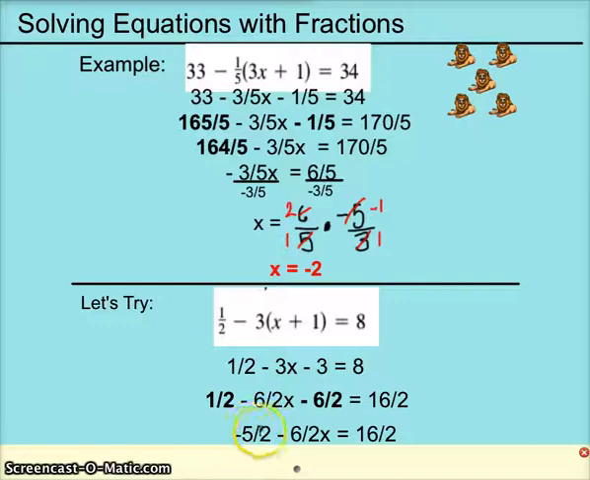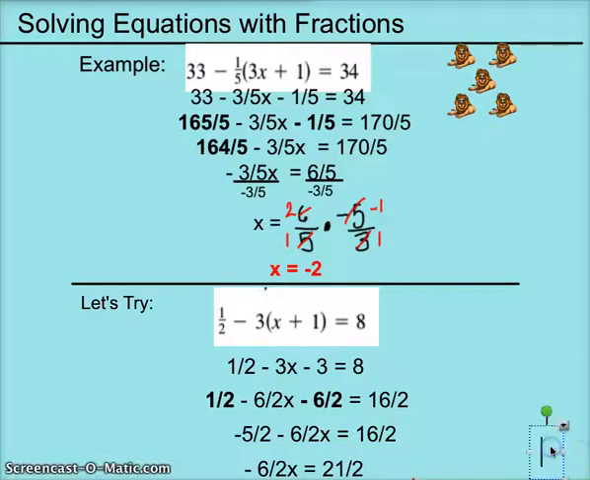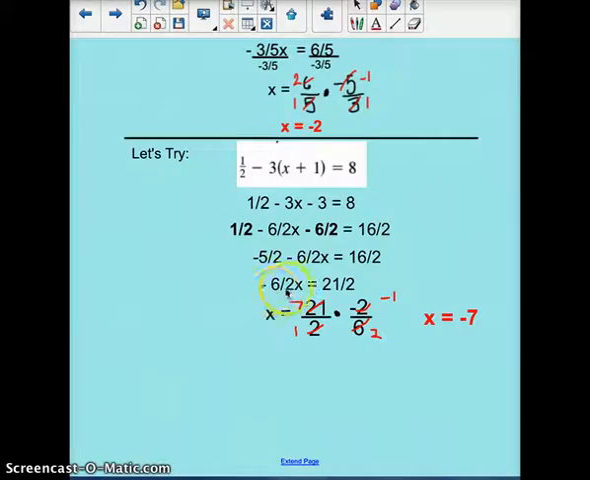Now to cancel out this negative 5/2, I'm going to add 5 over 2 to both sides. And I get negative 6/2 x equals 21 over 2, because 16 over 2 plus 5 over 2 gives me 21 over 2. Now I have to divide by -6/2 on both sides. But remember, dividing by -6/2 really means I have to multiply by the reciprocal, so I have to multiply 21/2 times -2/6. So I have 21/2 times -2/6.